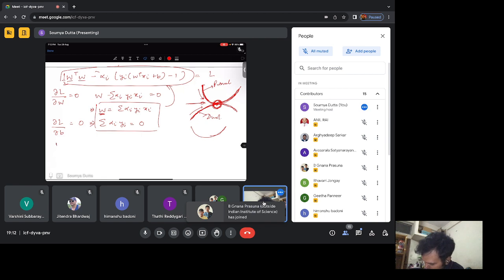The first term is half, and this is w transpose. So w transpose means this is alpha i yi xi transpose, and another w. So I will use another index here, alpha j, summation alpha j yj xj. Okay, this becomes summation alpha i yi. So again I have a w transpose here.